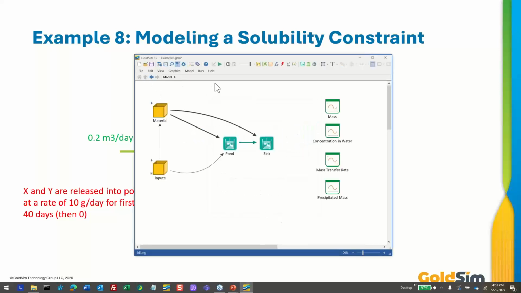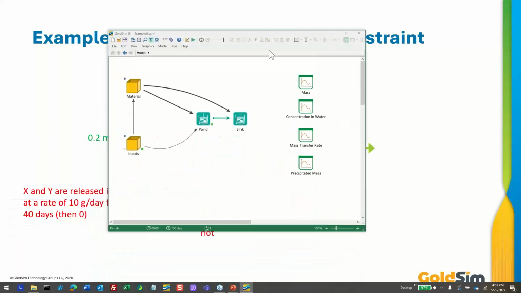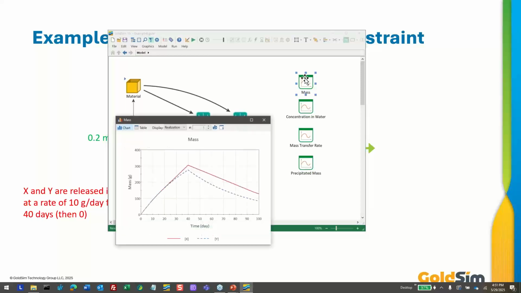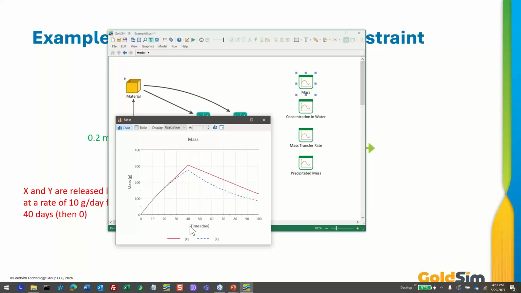So if we go ahead and run this model, remember, we said that X has a solubility limit. Let's look at the mass leaving the pond. What you're going to see here is X leaves the pond at a slower rate, right? Y leaves the pond quicker, and X leaves it slowly. By the way, what we did here is X and Y entered at a rate of 10 grams per day for the first 40 days, and then we turned it off. That's why you see this behavior.